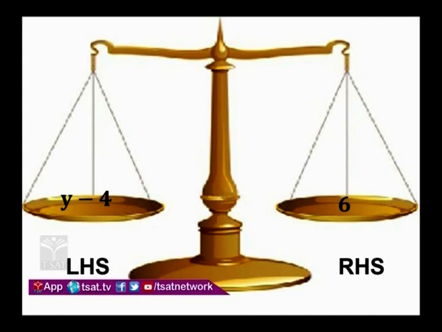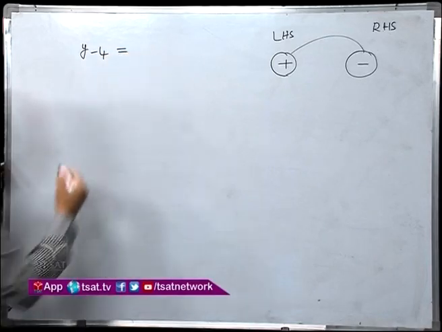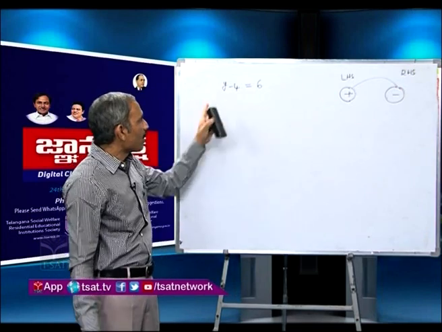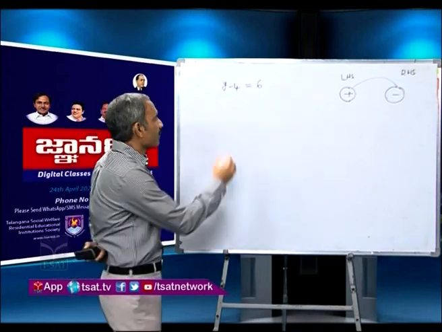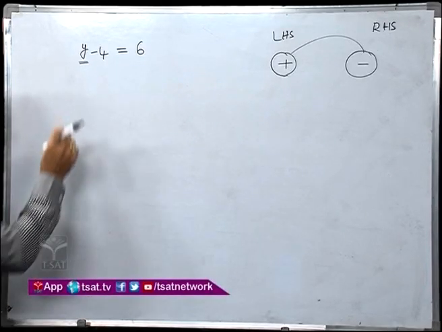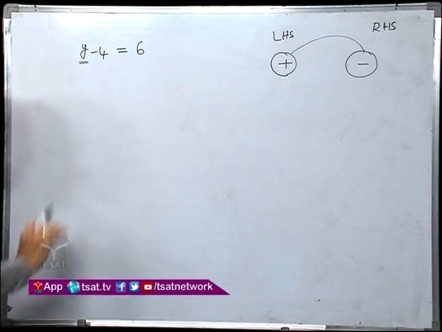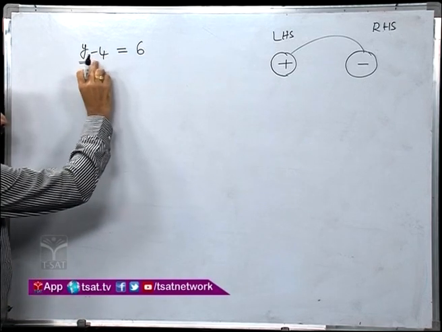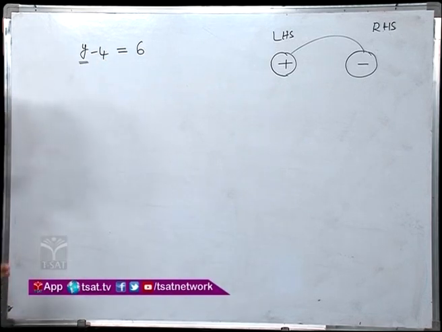You have one more problem, that is, if you observe the slide, again there is a weighing balance. On the LHS you have y minus 4 is equal to, in the RHS you have 6. Okay, right. Now, how can we solve this problem? Here what is the variable? Y is the variable. To find the solution of the equation, you must have only the variable in the LHS. So I want to remove this minus 4. To remove this minus 4, what should I do? You have to add 4, then only it will become 0.